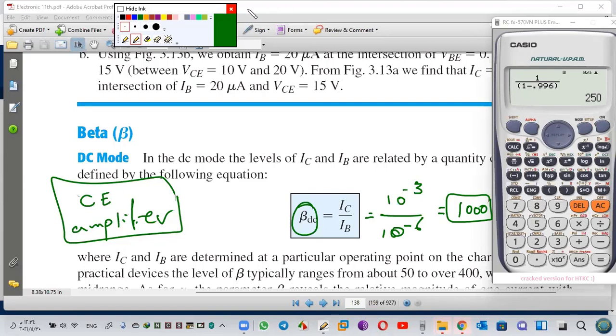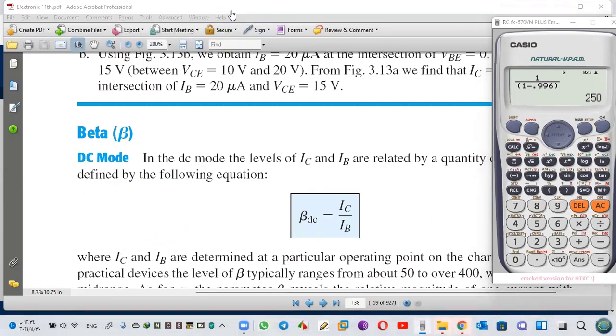Clear for you, or should I repeat? I know it's a little bit long, but try to read at home later. Any question about this?